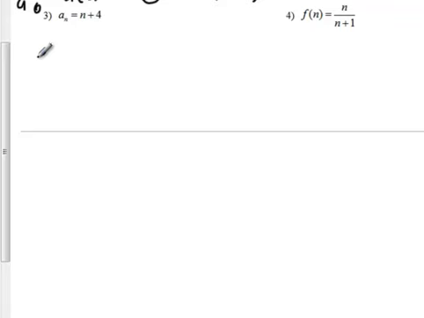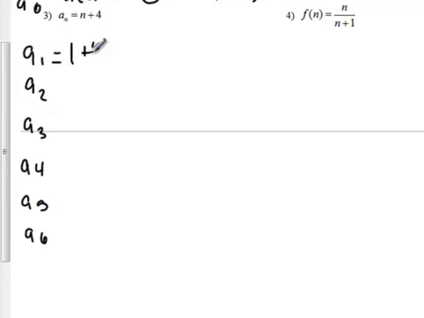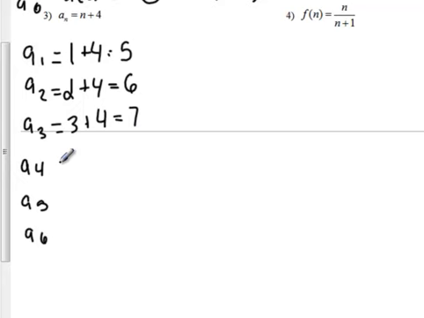So a to the n, now I just plug in the first 6 terms. So a1, a2, a3, a4, a5, and a6. Plug in the numbers. 1 plus 4, that gives me 5. Now I use 2. I almost said 1, but I used 2. 2 plus 4 gives us 6. Then 3 plus 4 gives us 7. 4 plus 4 gives us 8.